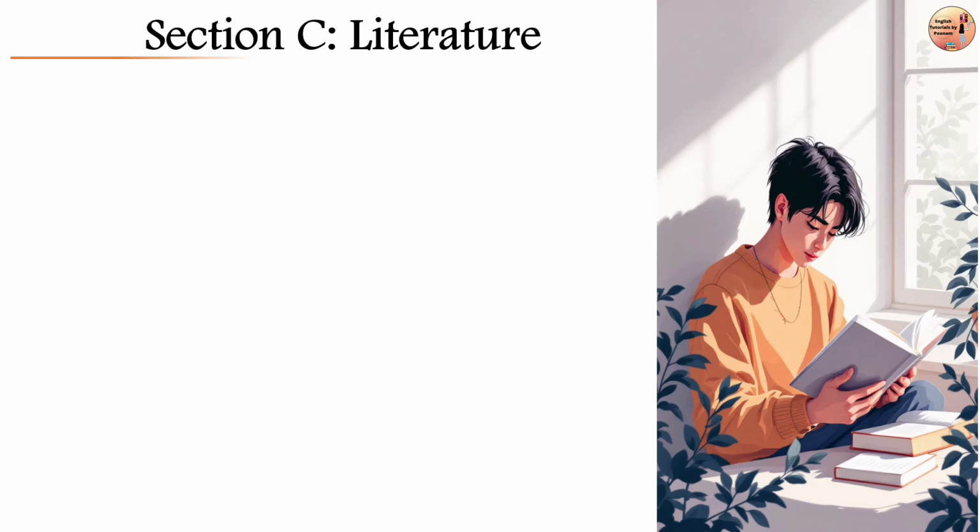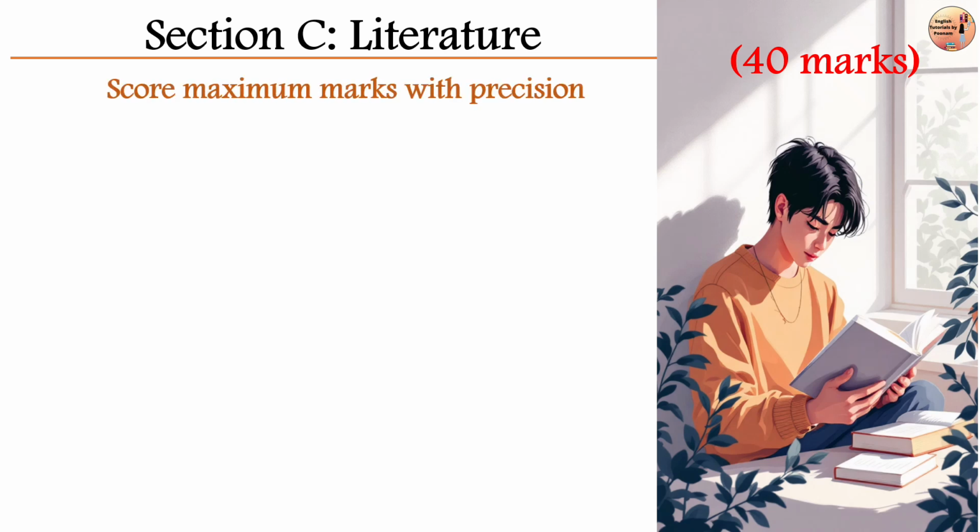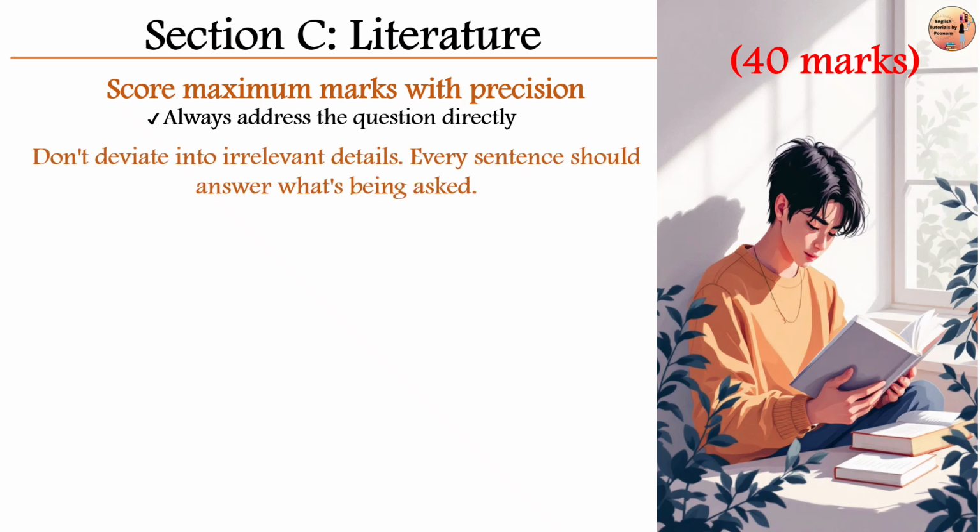Now let's discuss section C, that's literature, and it carries 40 marks. So how to score maximum marks with precision in literature? Always address the question directly. Do not deviate into irrelevant details. Every sentence should answer what's being asked.